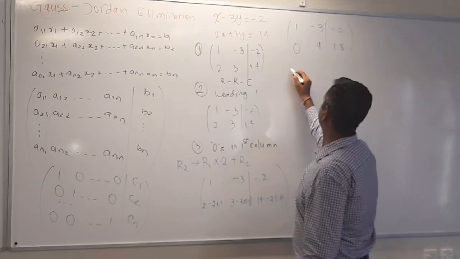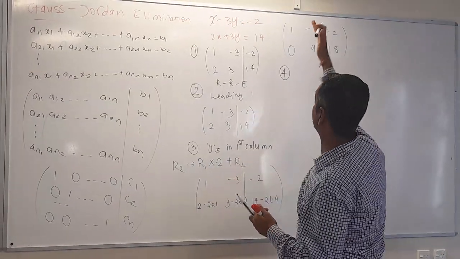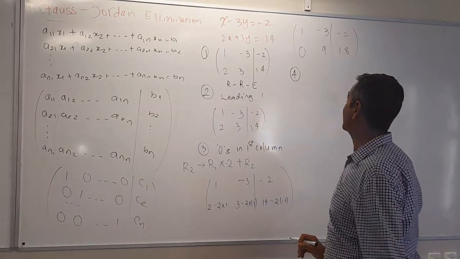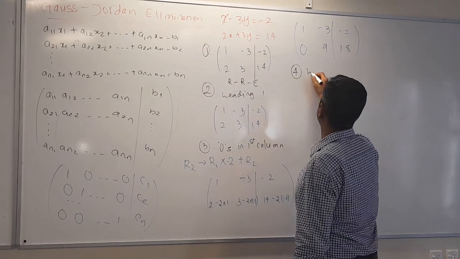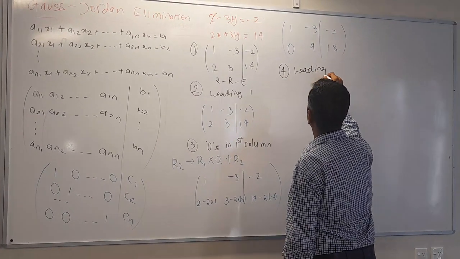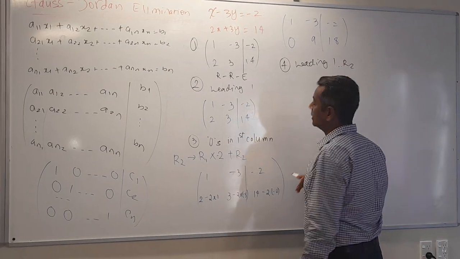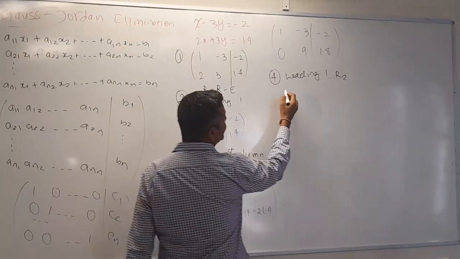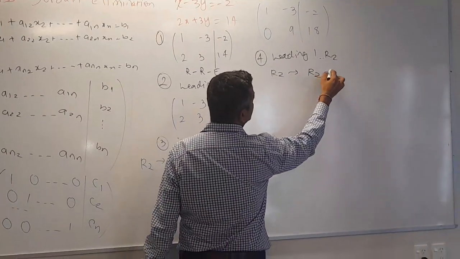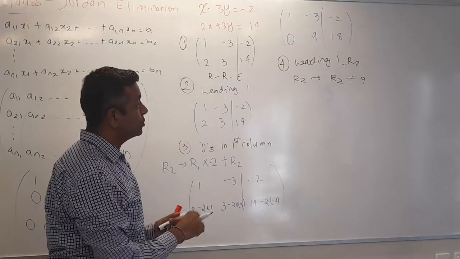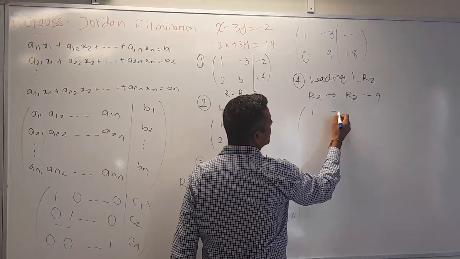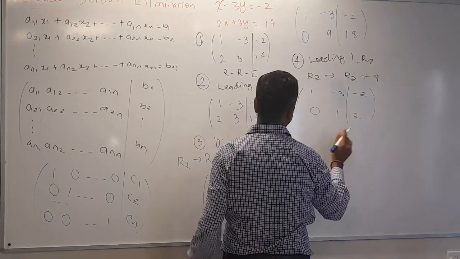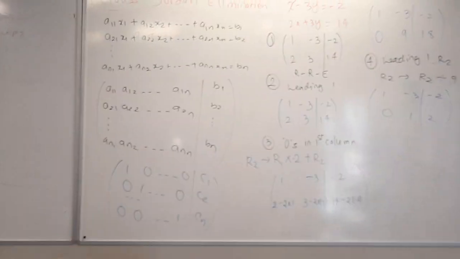Step 4. Having reached this, our first column looks exactly how we want it: 1 and 0. We will not disturb it again. Now we need a leading 1 in row 2. How do we do it? With some row operations. Here our new row 2 will be the original row 2 divided by 9. So it should take the form 1, negative 3, negative 2, 0, 1 and 2. This is our next step.